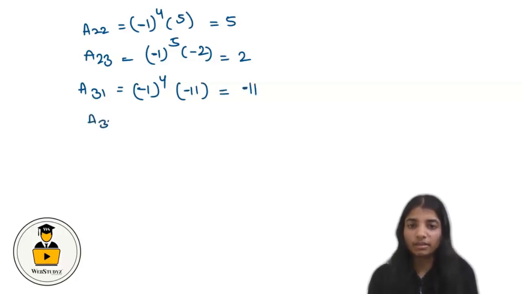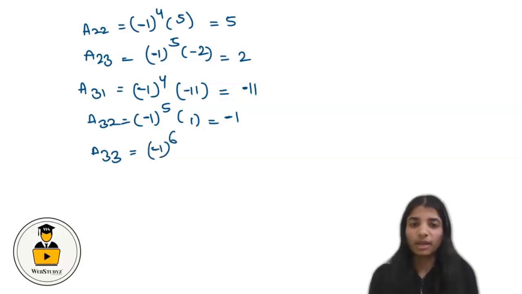The value of A32 is equal to minus 1 raised to the power 3 plus 2, that is 5, multiplied by its minor, which is 1. So minus 1 raised to the power 5 is minus 1. Minus 1 multiplied by the 1 is minus 1. Now the value of A33 is equal to minus 1 raised to the power 6 multiplied by its minor, that is 5. So minus 1 raised to the power 6 is plus 1. Plus 1 multiplied by the 5 is 5.